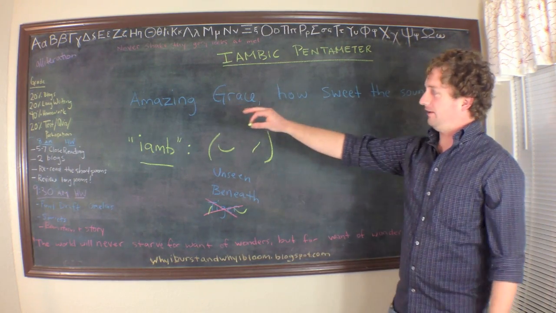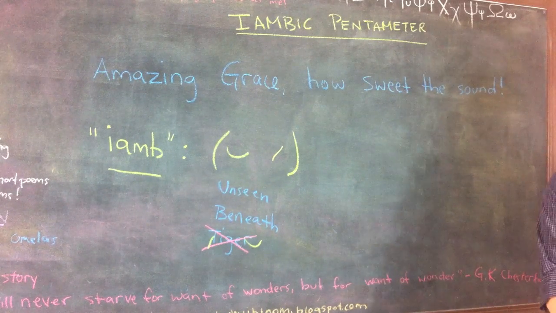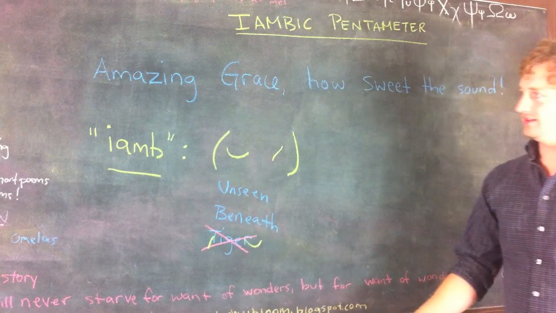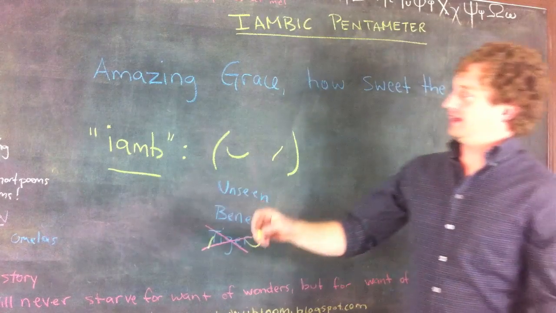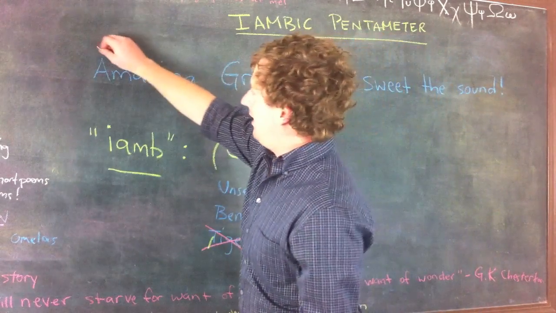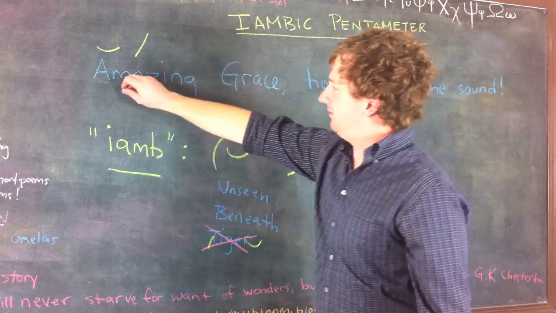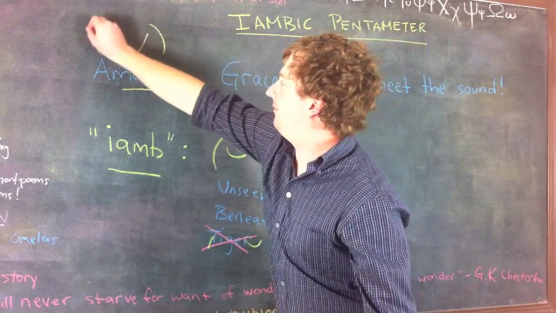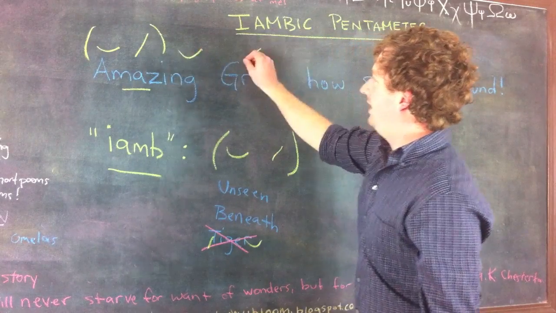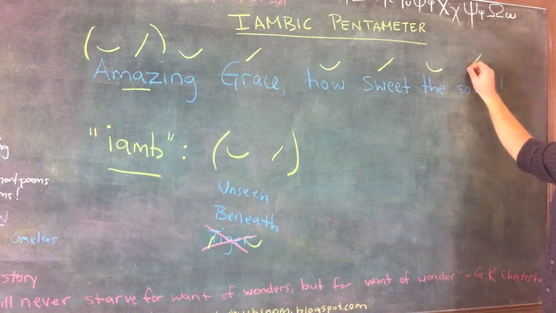So let's take a look at a very famous line, amazing grace, how sweet the sound, and try to chart out the stresses and the rhythm of that line. So we'd say amazing is a three-syllable word. We can look for it. Amaze, right? We say amaze. The emphasis gets put on the maze part. So amazing grace, how sweet the sound.